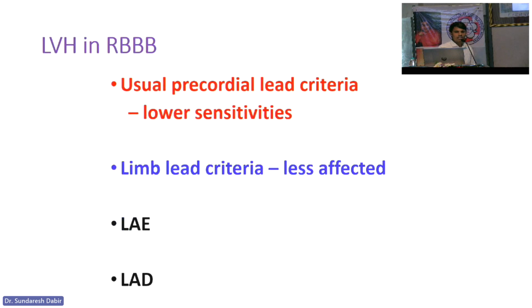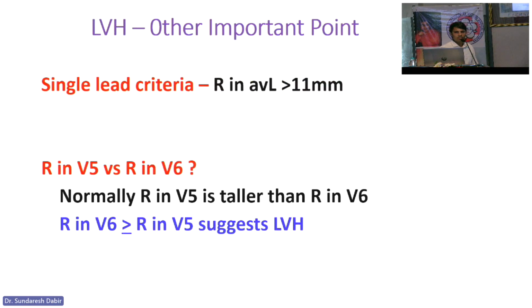LVH with RBBB is usually diagnosed by precordial lead criteria with lower sensitivity; limb lead criteria are less affected, and it is associated with LA and LAD. Another important point is that LVH may be diagnosed by single lead criteria, such as R in aVL more than 11, and R in V5 and V6. Normally R in V5 is taller than R in V6, but in LVH, R in V6 more than or equal to R in V5 is suggestive of LVH.